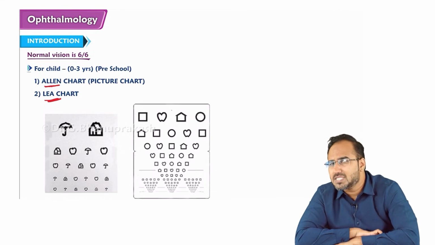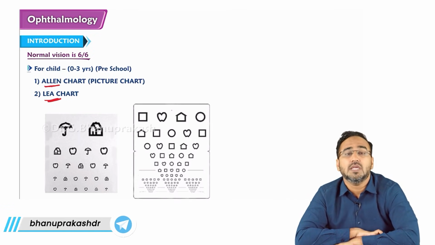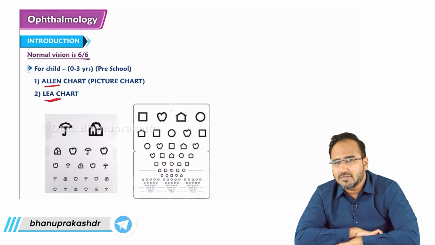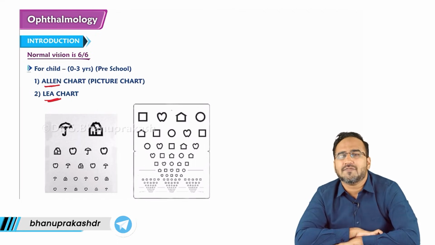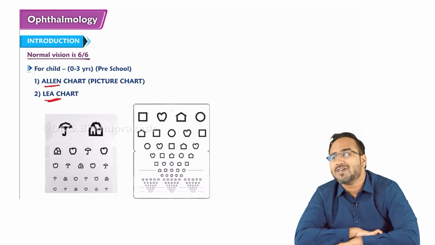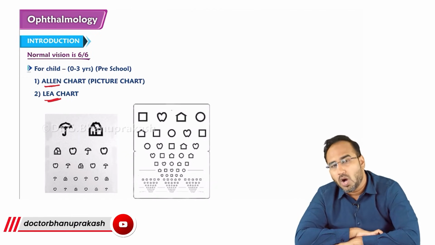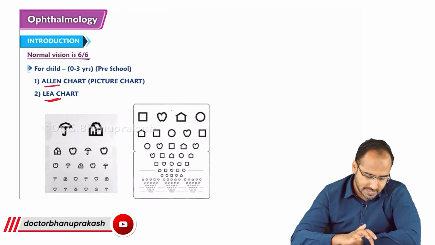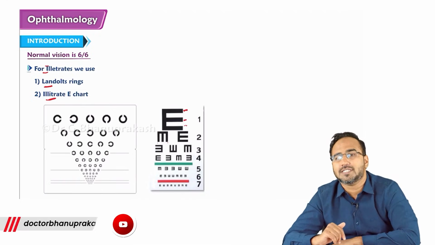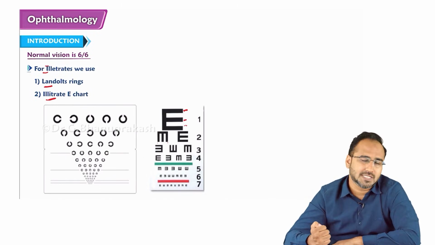For a pre-verbal child, we can't show them any chart. Why? Because they are not at all talking. For a pre-verbal child, if you want to know whether they are suffering with myopia or not, you have to go for a test called visual evoked potential testing, or we can check the myopia by optokinetic nystagmus.